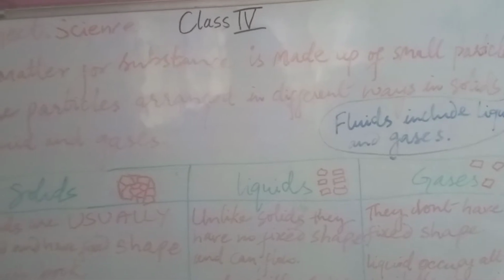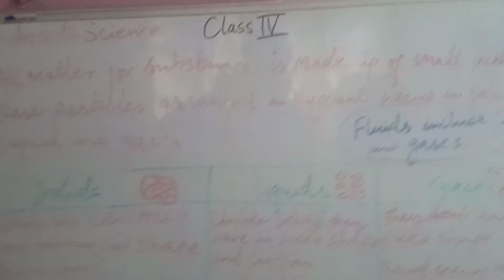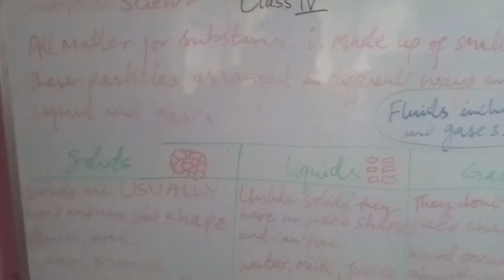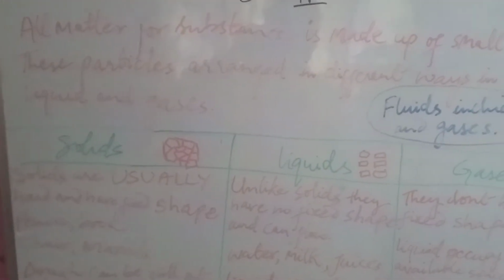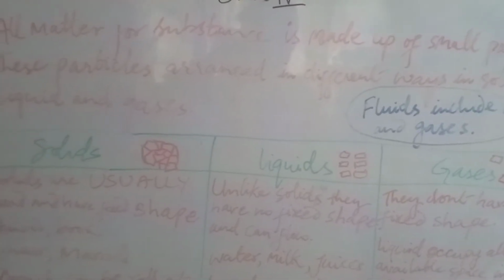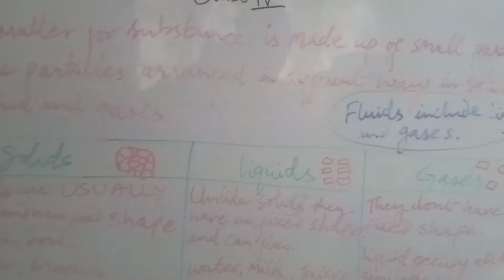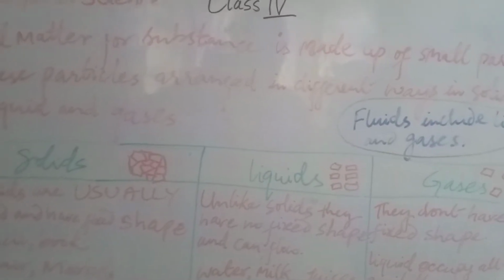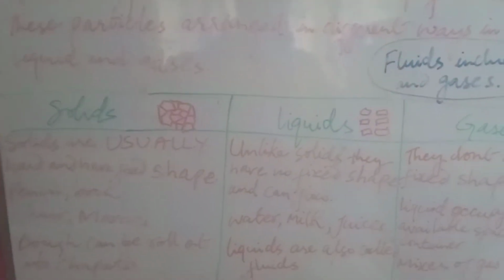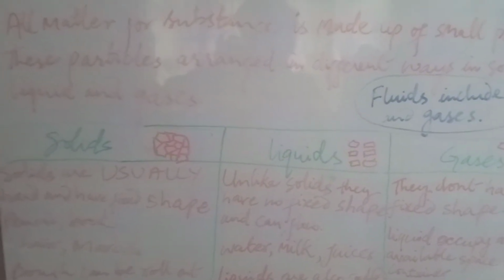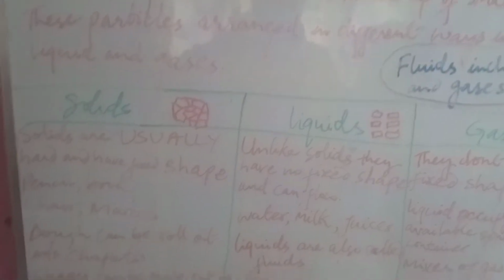If you pour some water into a container, a utensil or a cup, it will take the shape of that container. If we pour the water into a bowl, it will take the shape of the bowl. So liquids can flow from one place to another, so they are called fluids.